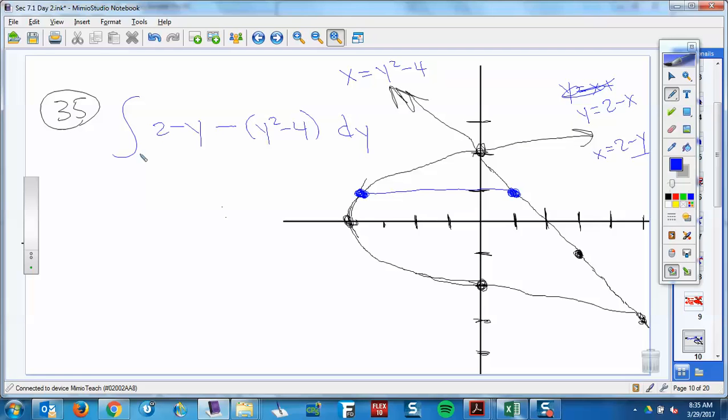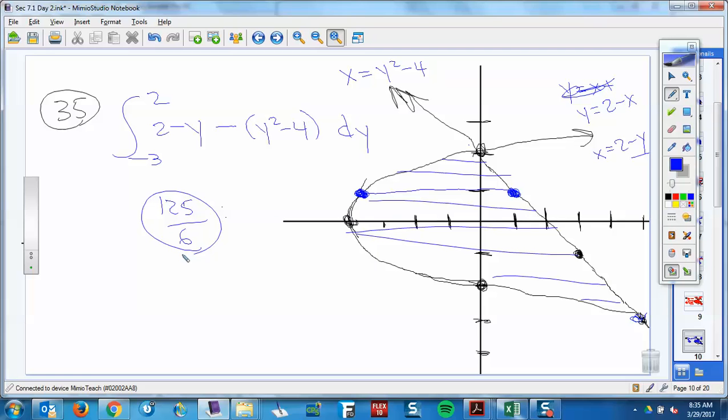I'm fine if you leave it like that. And then those strips fill the space from negative 3 to 2. Negative 3 is down here, 2 is up here. So they fill the space from negative 3 to 2. And you better get the same answer.